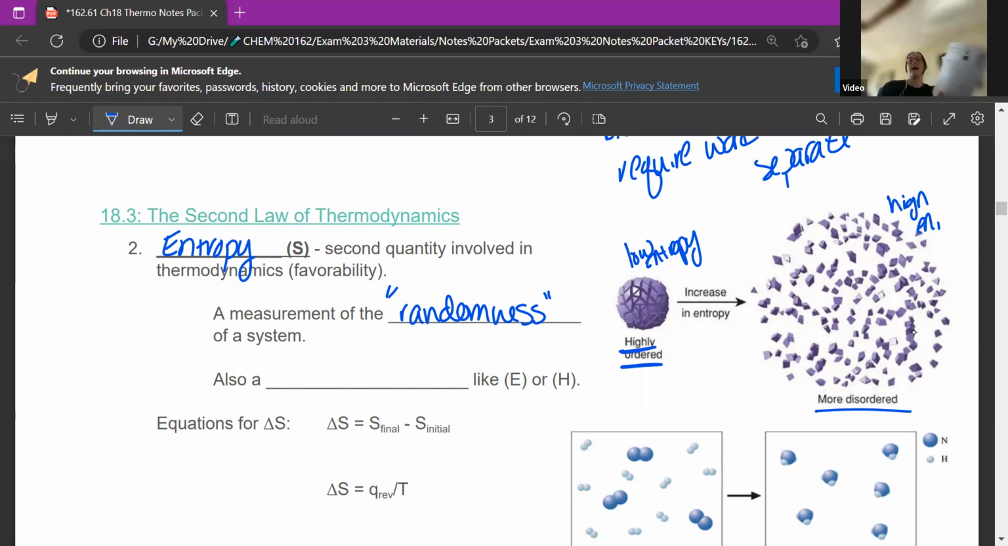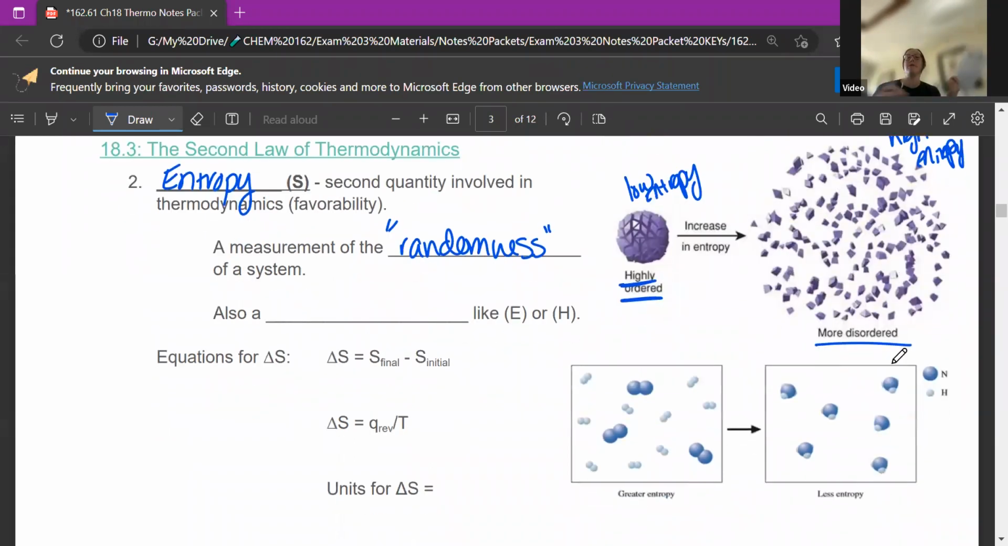So like I'm going to use a bedroom as an example. After you've cleaned your room, you put everything away. That is very highly ordered. It would be low entropy. High entropy would be if you have everything all over the place.